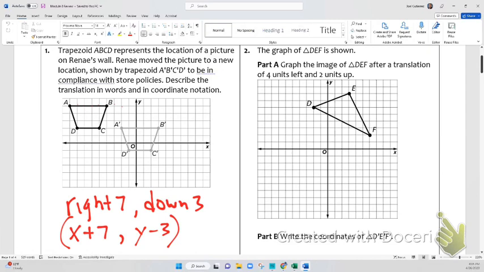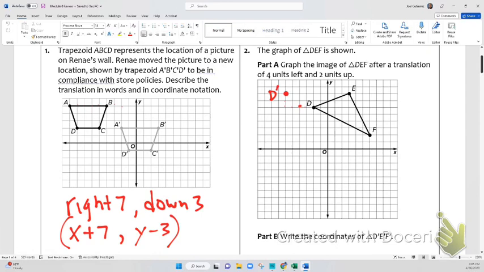Thanks, Viramontes. All right, for question number 2, we have the graph of triangle DEF as shown. They want us to graph the image after the translation: 4 units left, 2 units up. So very simple. You take every single point, and we go 4 to the left, 1, 2, 3, 4, and then we go 2 units up, 1, 2. So my new D value, or D prime, will be there.